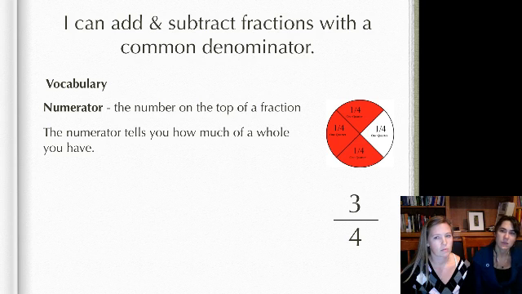So for instance, with the visual there, there's 3/4. It's saying that we have 3 out of the 4 pieces. So that's important to know. So this is the numerator up here.